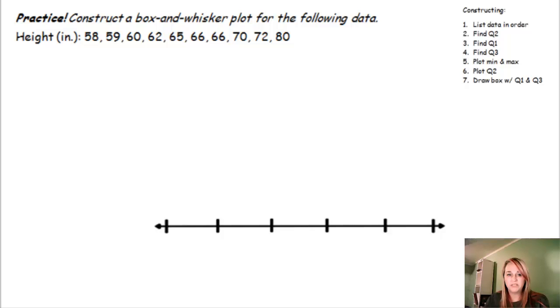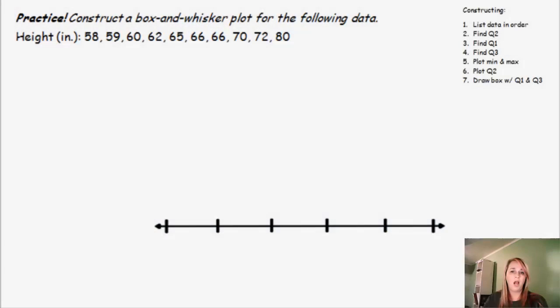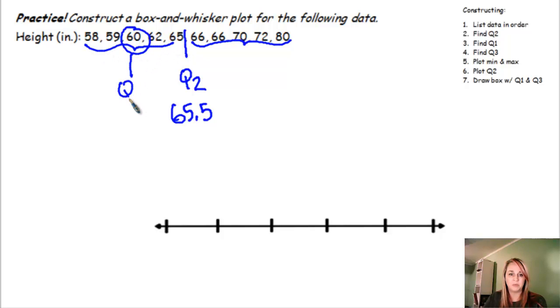Alright, now I want you to go ahead, pause the video, and give this one a try. You need to construct a box and whisker plot for the following data that's already put in order for you. Alright, let's go ahead and see how you did. We've got 1, 2, 3, 4, 5, 6, 7, 8, 9, 10 pieces of data. So 3, 4, 5 right here is my Q2. And I'm going to take 65 plus 66 divided by 2 will give me 65.5.